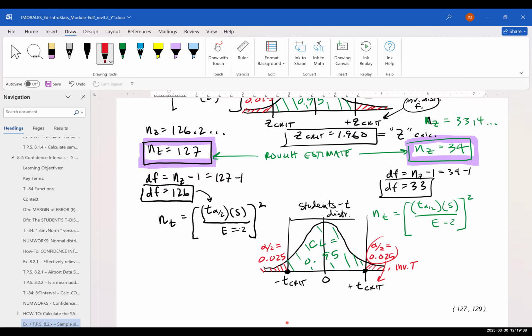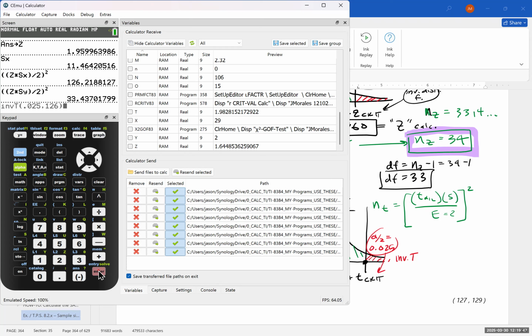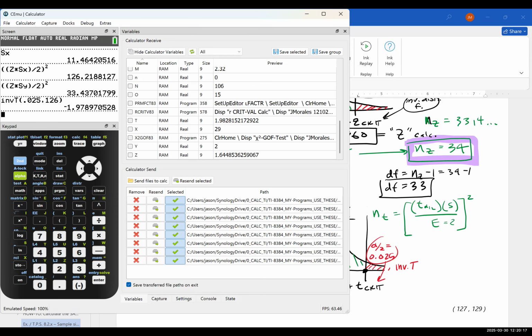All right, so this was instructive. So we've got 126 degrees of freedom. So we're going to have a positive 1.978. Okay, so positive 1.979. All right, so here we're going to have a t alpha over 2 score, 1.979.